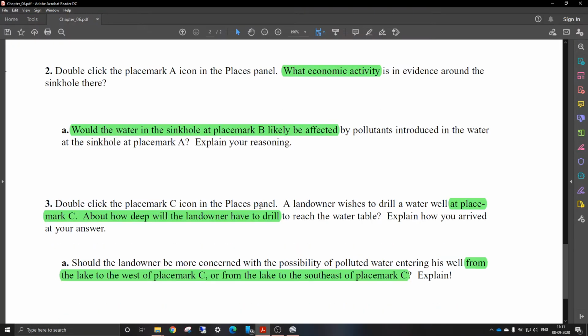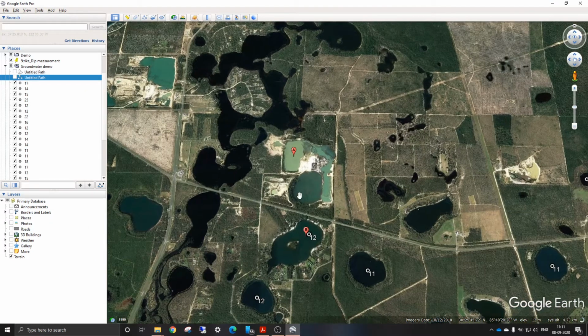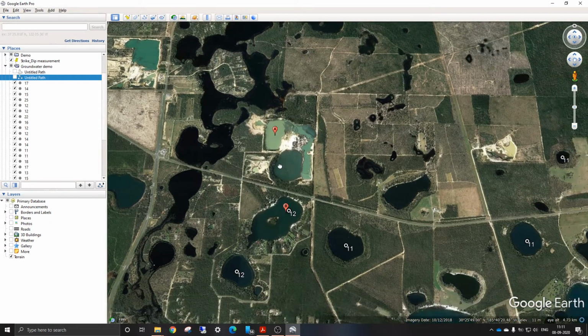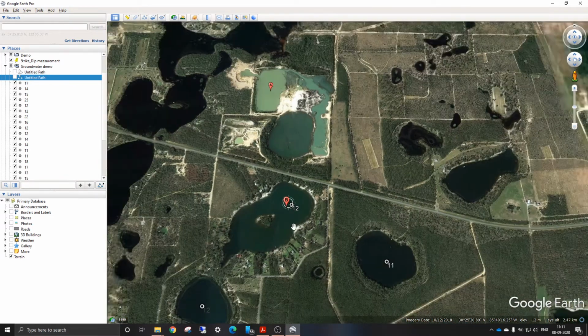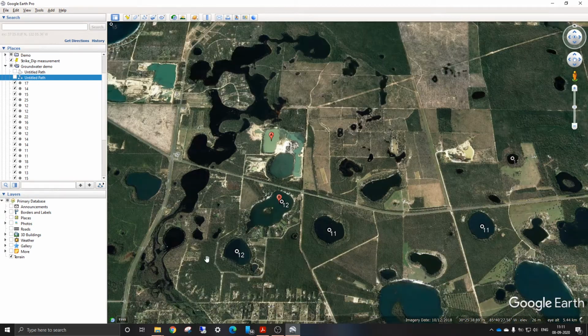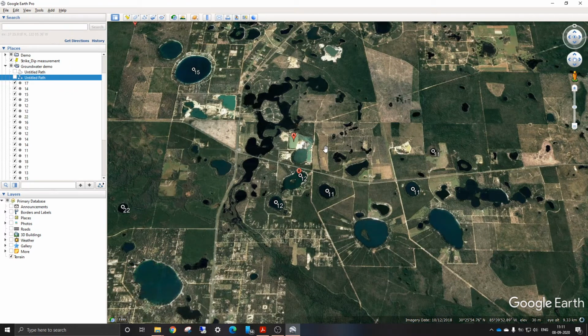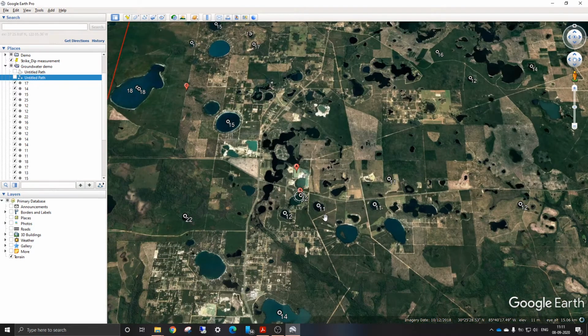Another place is B. The question is asking, as you can see, some economic activities are going on. This may be producing some pollutant. So he's asking if there is a sinkhole at B, and if any pollutants are being generated, whether it will affect it or not. After you have drawn these contour lines and the gradient of the groundwater flow, then you can easily determine that.